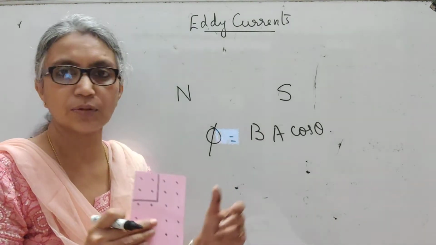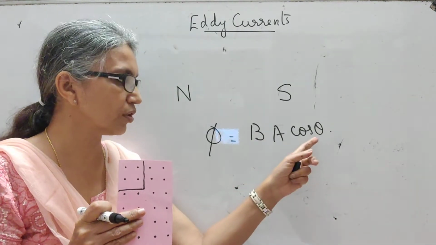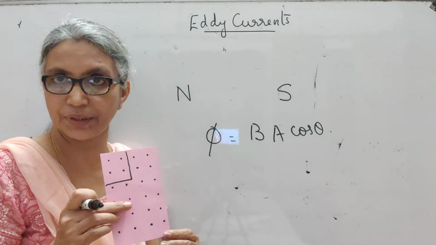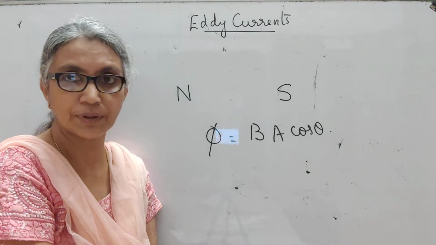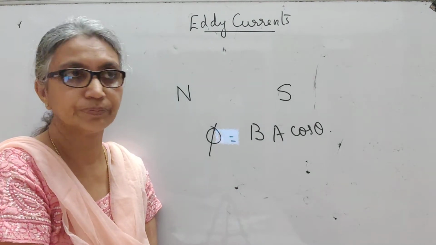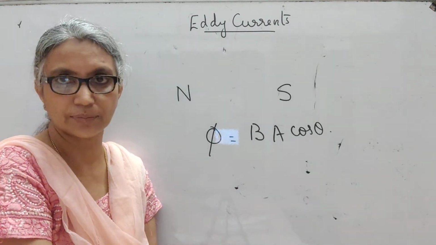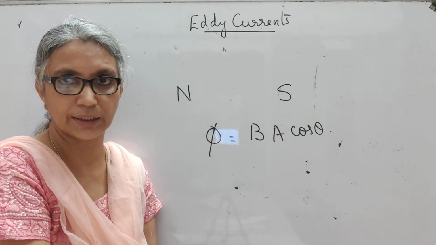Since it's the dot product between B and A, we have cos theta, theta being the angle between B and A. This is what we call flux. The SI unit is Weber, and flux is a scalar quantity because it's the dot product between B and A.